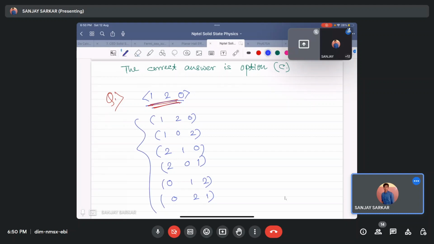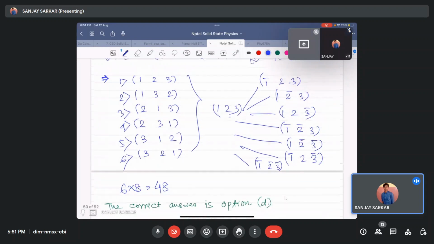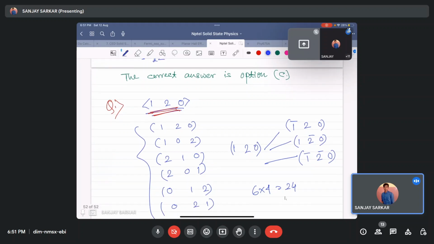Now from each of them there will be numerous combinations because of the bar. So you have 1 bar 2 0, then 1 2 bar 0, then 1 bar 2 bar 0. Is there any other combination possible, not changing the numbers here? I don't see any. So 4 combinations are possible from each of them, and there are already 6. So 6 into 4 is 24. The number of members in the 120 family will be 24.